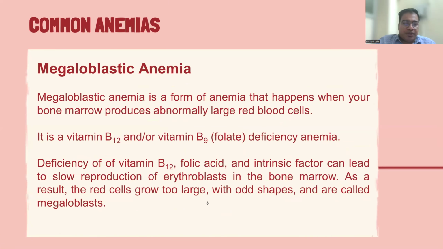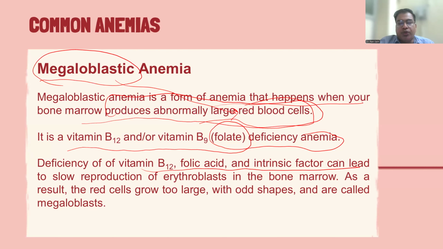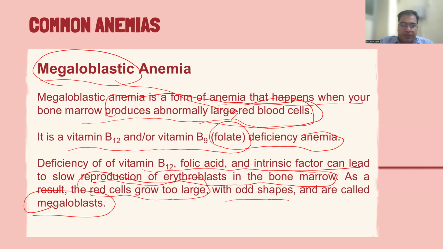Now come to the megaloblastic anemia. It is a form of anemia that happens when your bone marrow produces abnormally large blood cells. Megalo represents large red blood cells. It is a vitamin B12 or vitamin B9, which is folate, deficiency anemia. Deficiency of vitamin B12, folic acid, and intrinsic factor can lead to slow reproduction of erythroblasts in the bone marrow. As a result, the red cells grow too large with odd shapes and are called megaloblasts.